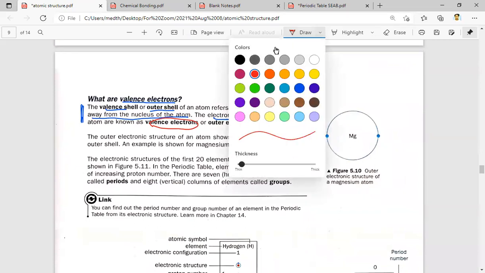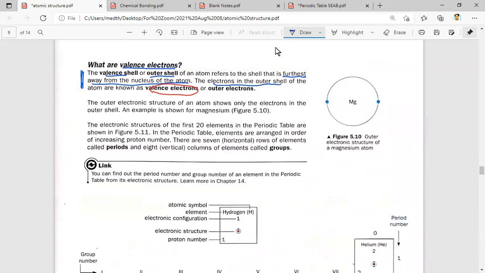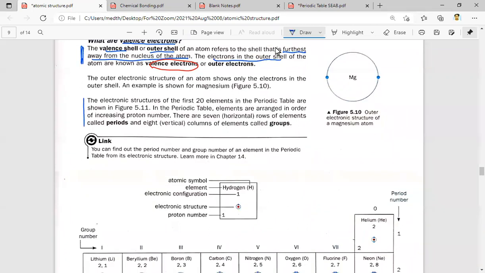Sometimes when you do bonding, you'll realize that they ask you to draw only the valence electrons. So this is an example of it. Now, this is something you're going to learn in more detail in the subsequent chapter. But before that, I thought this is quite an interesting one to take note of because it's going to help you to find the elements better.